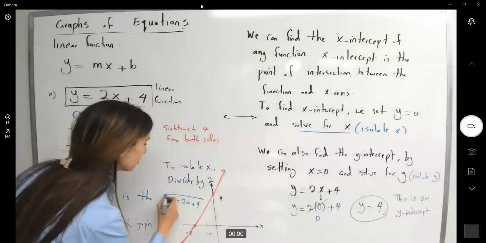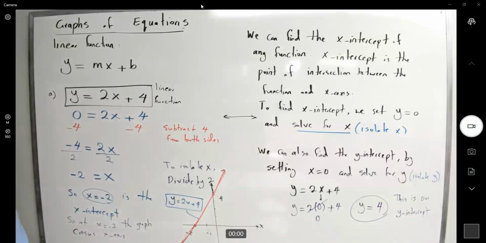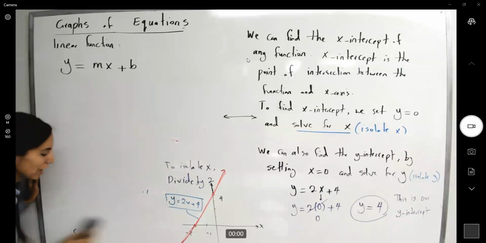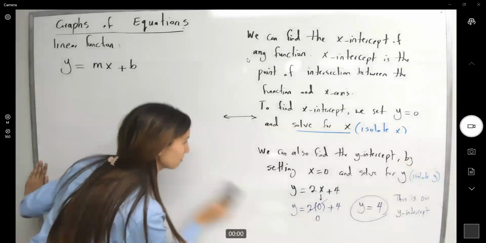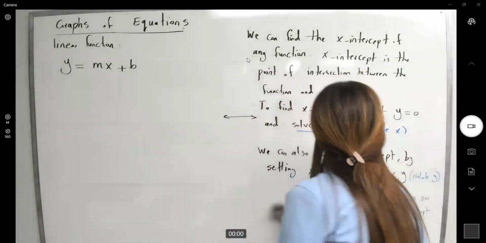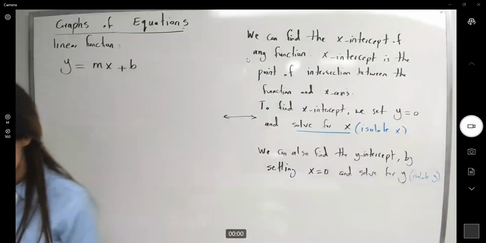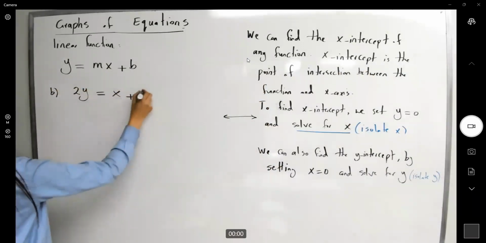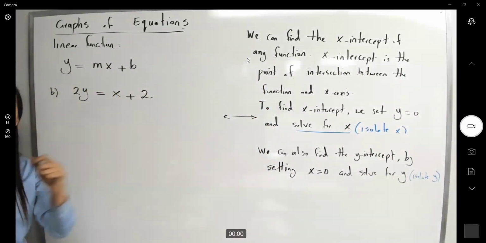So now you have the following. 2y is equal to x plus 2. First, let us find the x-intercept.